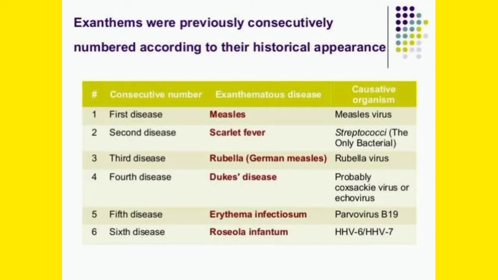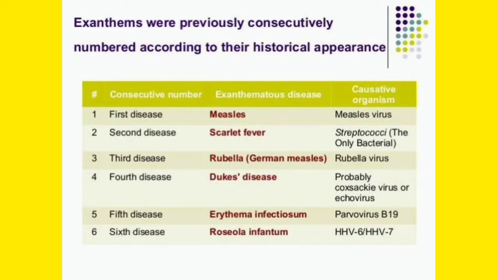So first let us revise from the first again. First disease is me, that means measles. Second is S for second, S for scarlet, S for scar. So S for second, S for scar, that is second disease, scarlet fever.